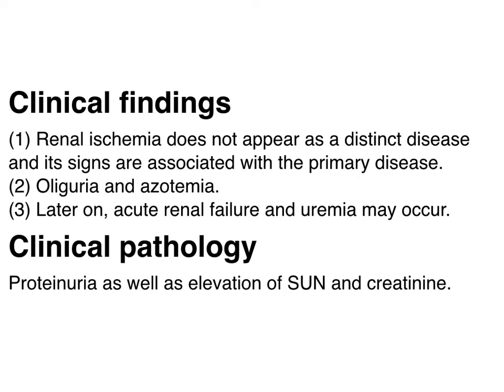Clinical findings: renal ischemia does not appear as a distinct disease and its signs are associated with the primary disease. Oliguria and azotemia, later on acute renal failure and uremia may occur. Clinical pathology: proteinuria as well as elevation of SUN and creatinine.